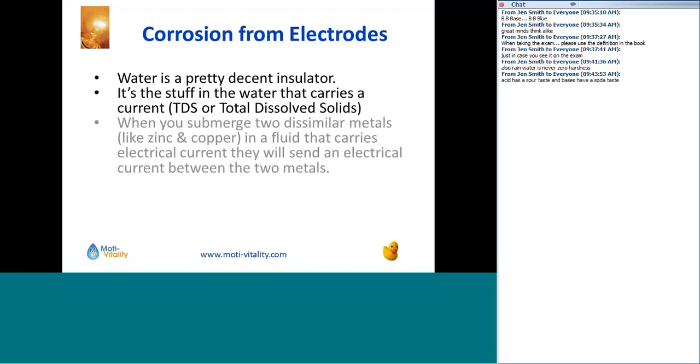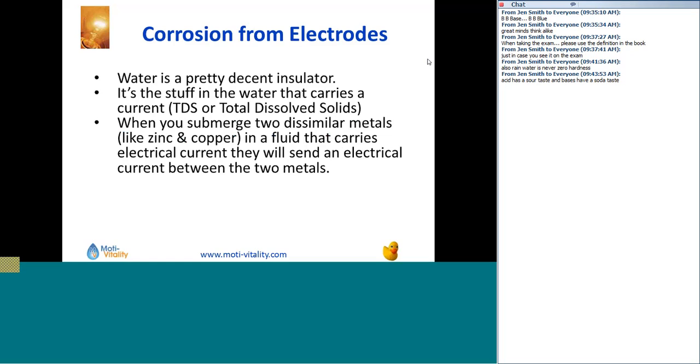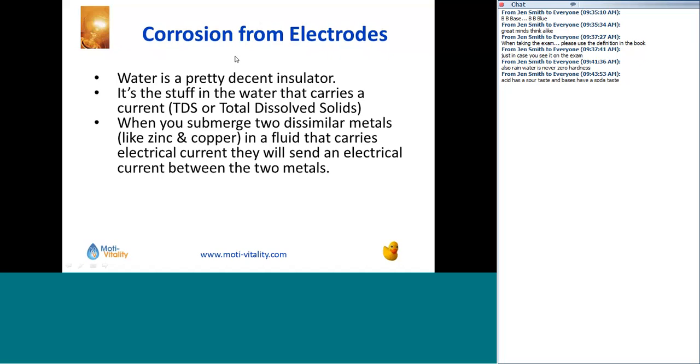When you submerge two dissimilar metals like zinc and copper in a fluid that carries electrical current, they will send an electrical current between the two metals. So if you have two dissimilar metals, let's say galvanized pipe and copper in a house, then the softer of the metals is going to corrode, especially as the water is flowing through. And if you have heavy TDS, total dissolved solids in the water, you'll get corrosion, especially at the joint of that copper plumbing.